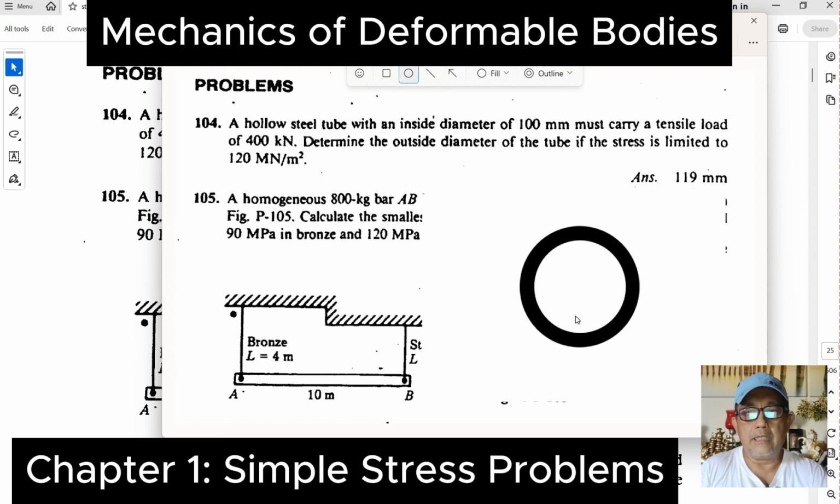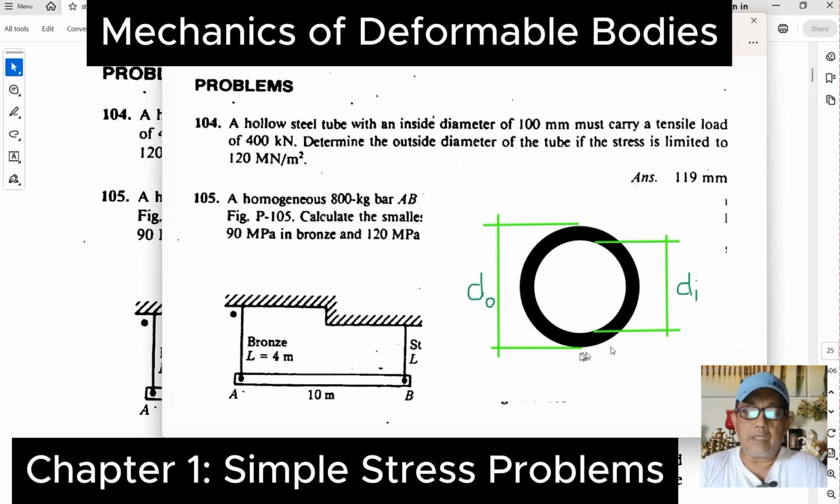Okay, so we have a hollow steel tube. Here we have the cross-section of the hollow steel tube. This is the inside diameter, which is given to be 100 millimeters, and this is what is asked, the outside diameter. So the area we're talking about is this shaded portion. It will just be the area of this outer circle minus this inner circle.